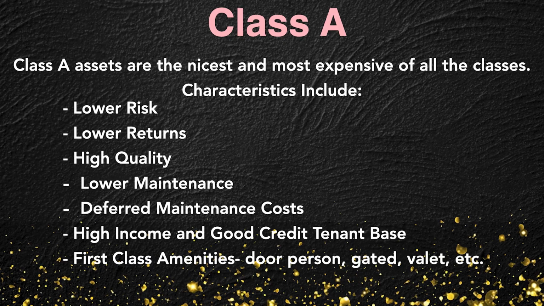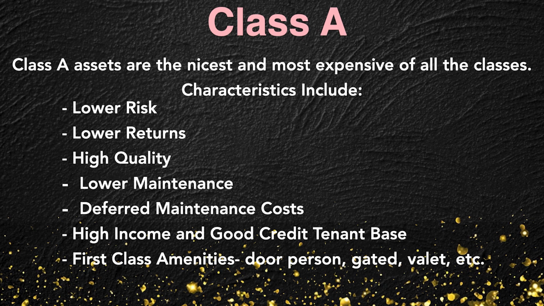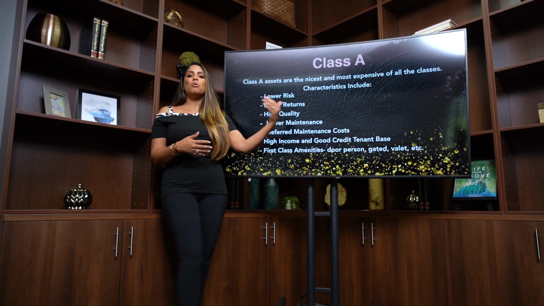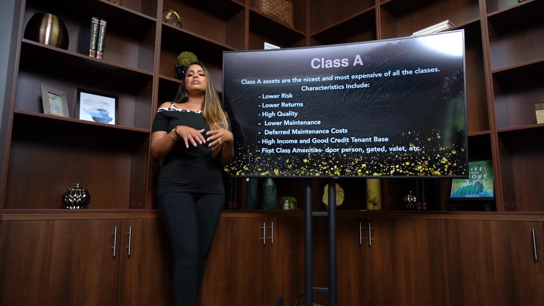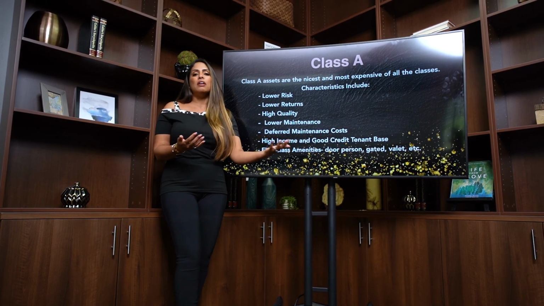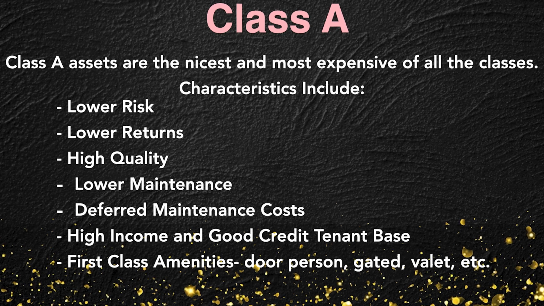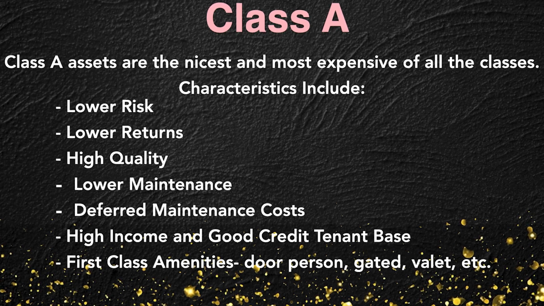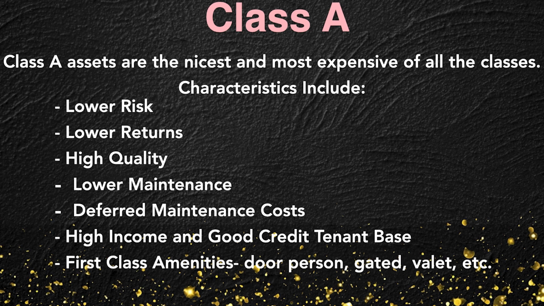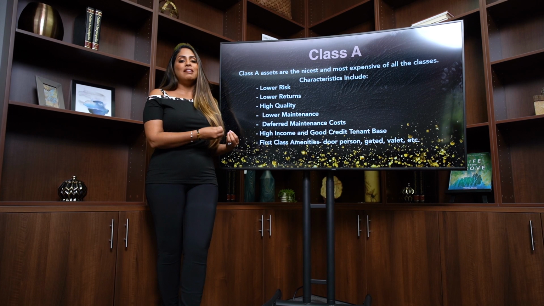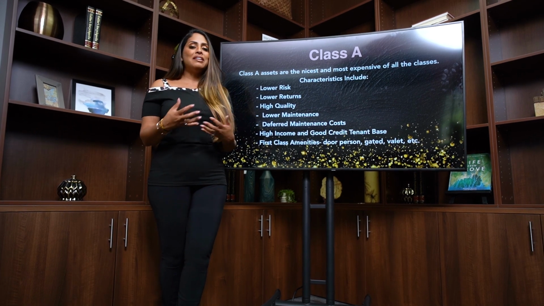High income and good credit tenant base is another characteristic of a Class A asset, generally because these are more expensive to rent out. You'll see tenant bases that can afford a higher rent. And there are first class amenities. So these types of properties, you might see a door person, you might have a valet, you might have an elevator in the building. Again, determining if this is a Class A or B building is highly subjective.